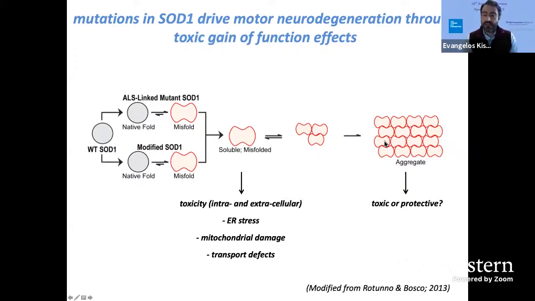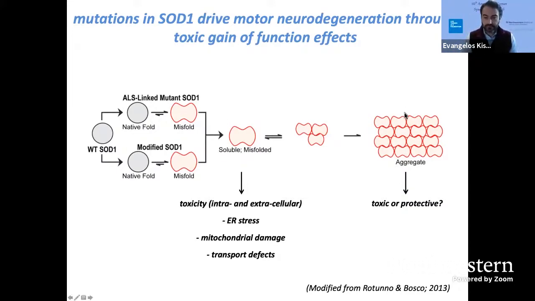There's a debate in the field about whether these aggregates are toxic or protective, but the fact of the matter is that postmortem tissue of ALS patients shows an abundance of these aggregates. Whether these represent neurons that have survived or not remains unclear.